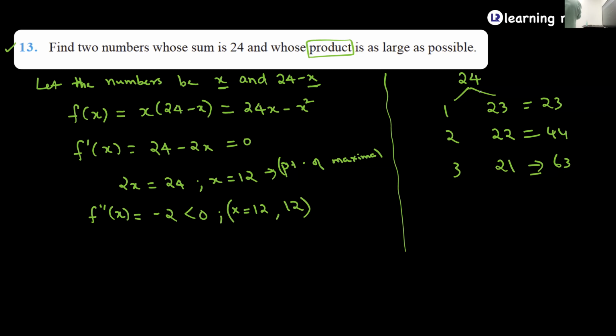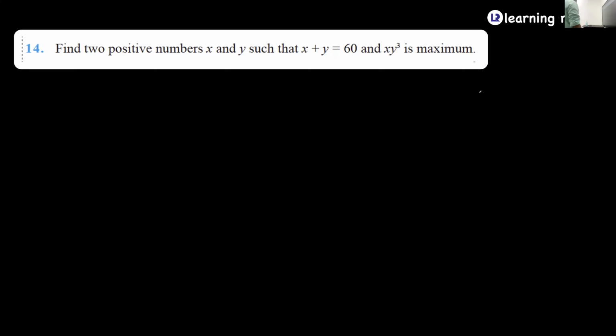Shall I proceed? Find two positive numbers x and y such that x plus y is 60 and x into y cube is maximum. So since x plus y is 60, we can say y is equal to 60 minus x. What is the function here?